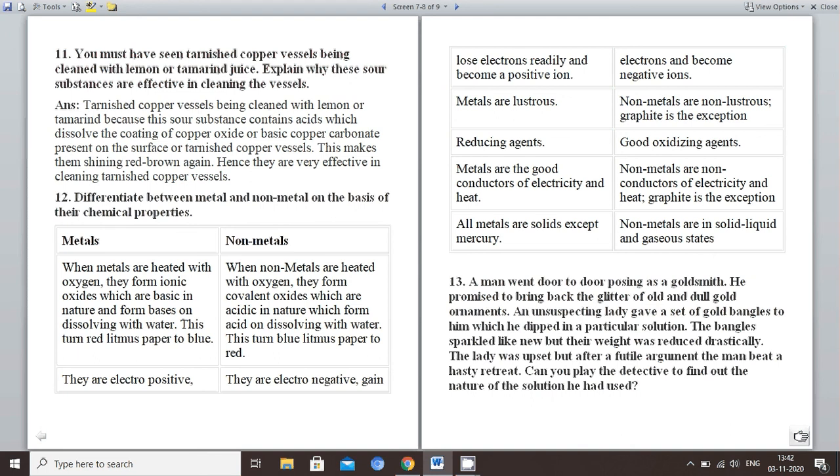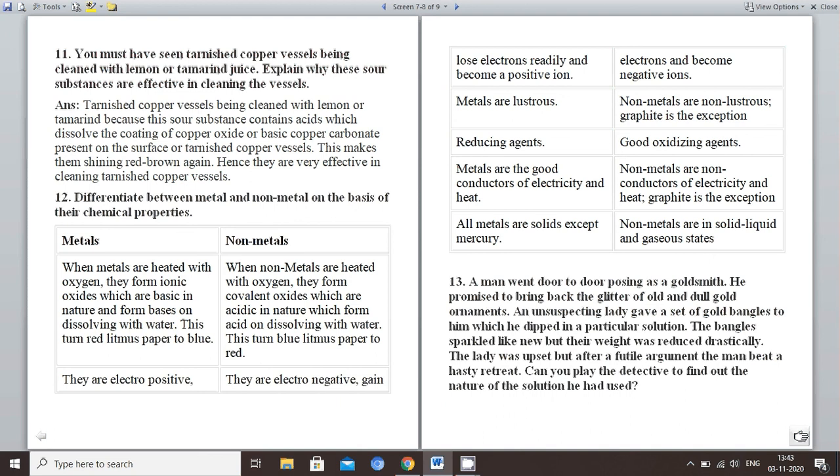Metals are very shiny, non-metals are not shining. Next, metals act as a reducing agent. Non-metals act as oxidizing agent. Metals are good conductors of electricity and heat. Non-metals are non-conductors of electricity and heat except graphite. Next, all metals are solid except mercury. Non-metals are basically liquid or in gaseous states.